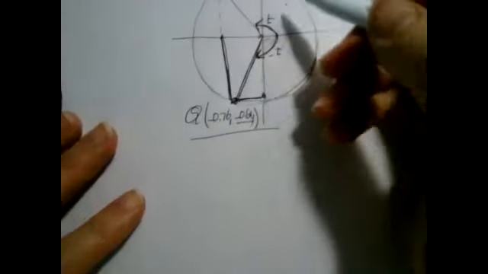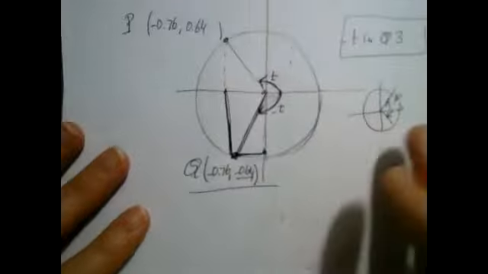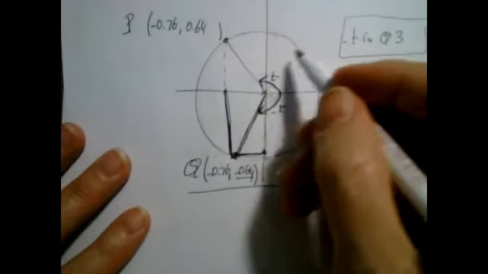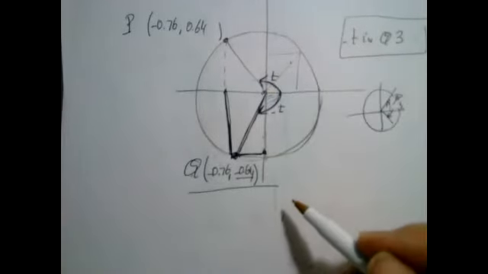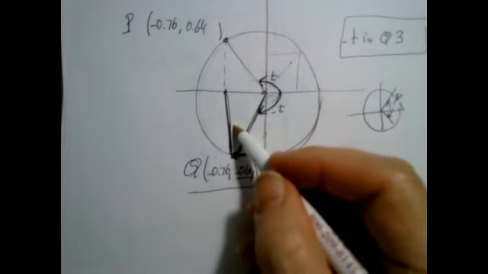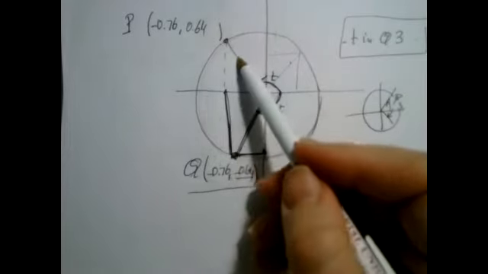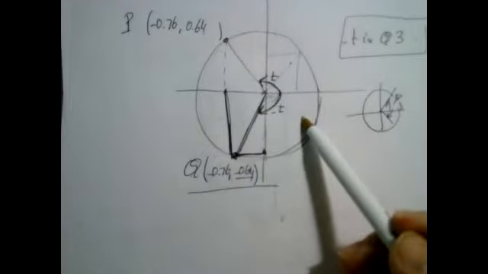So tangent is positive in quadrant 1 because if you take an angle here, the y and the x are positive. The y over x is positive. It's positive in quadrant 3. It's negative in quadrant 2, negative in quadrant 4.